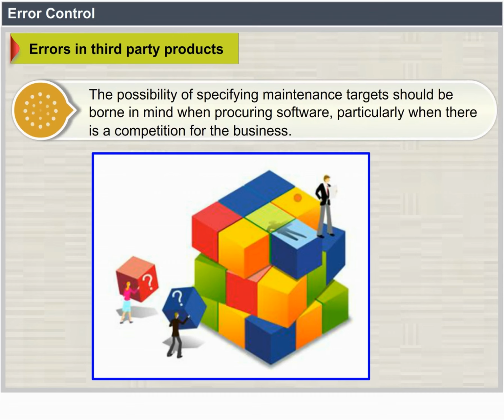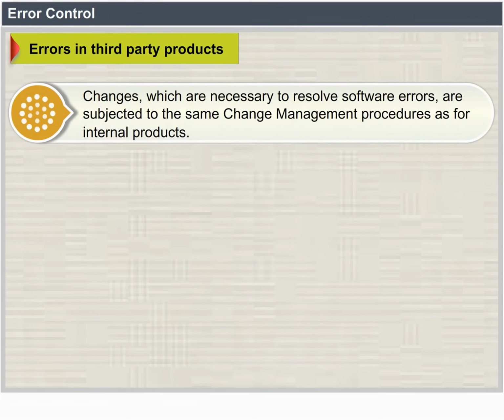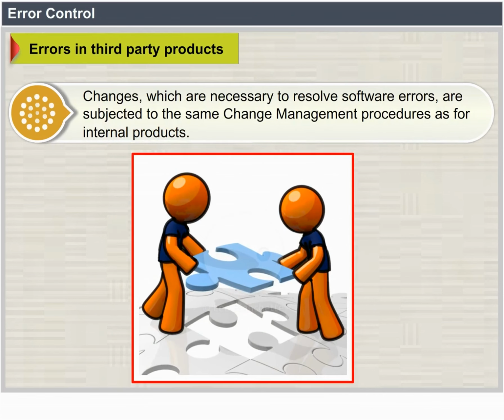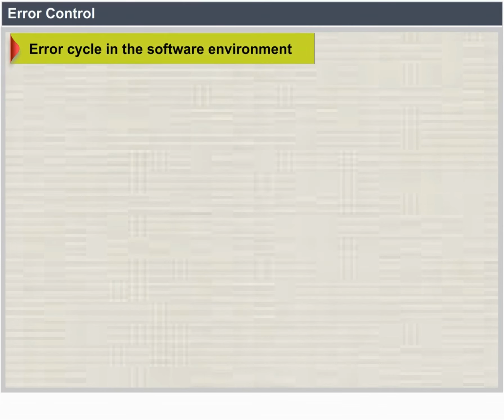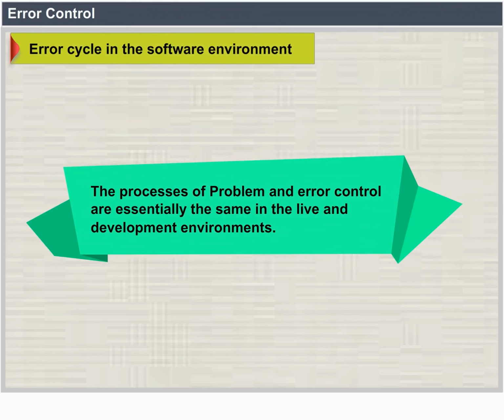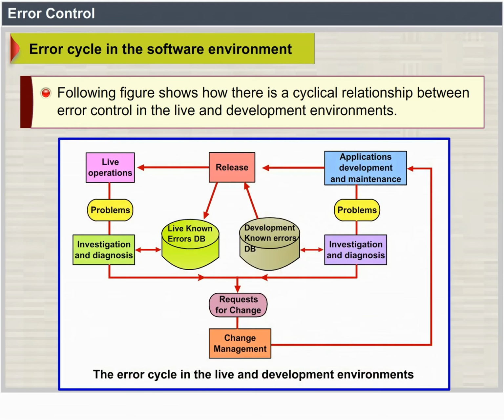The possibility of specifying maintenance targets should be borne in mind when procuring software, particularly when there is a competition for the business. Note that changes necessary to resolve software errors should be subject to the same change management procedures as for internal products. Error cycle in the software environment. Processes of problem and error control are essentially the same in the live and development environments. The following figure shows how there is a cyclical relationship between error control in the live and development environments.